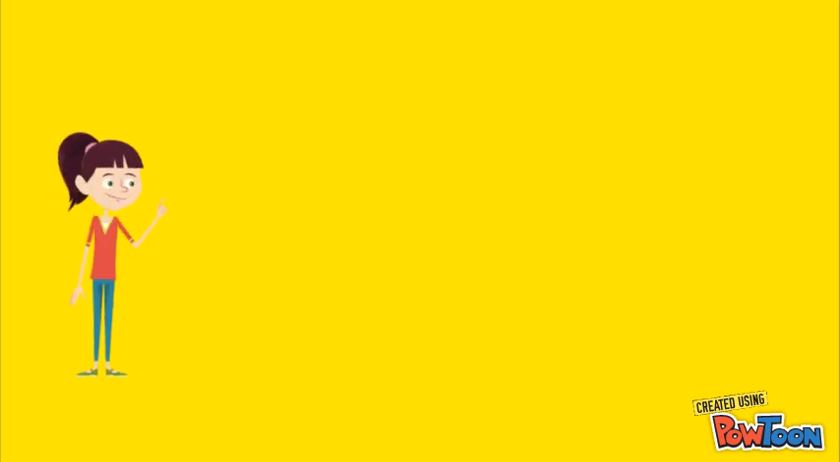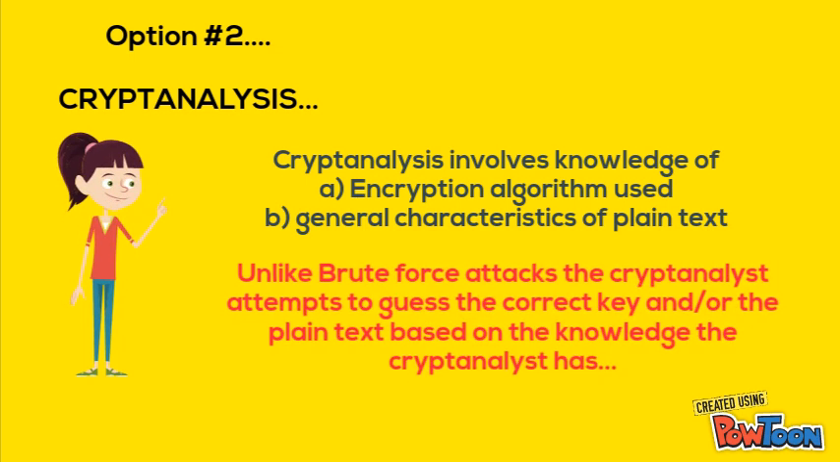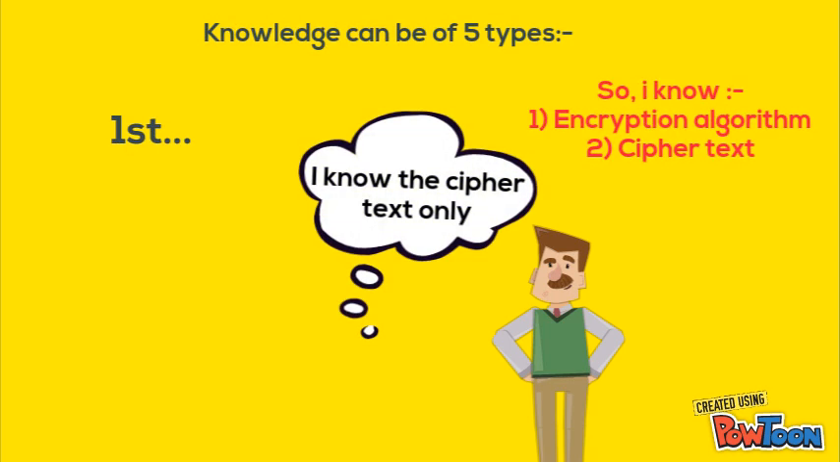Realizing that the brute force attack is difficult, he's got another option of doing cryptanalysis. Cryptanalysis involves knowledge of the encryption algorithm and the general characteristics of plain text. Knowledge can be of 5 types. First, only the ciphertext is known.